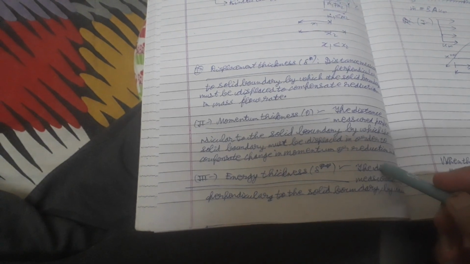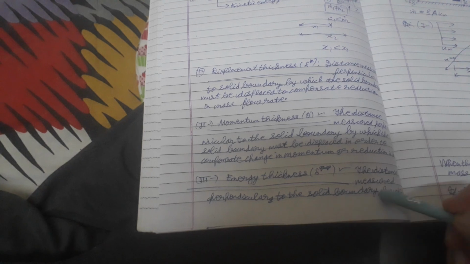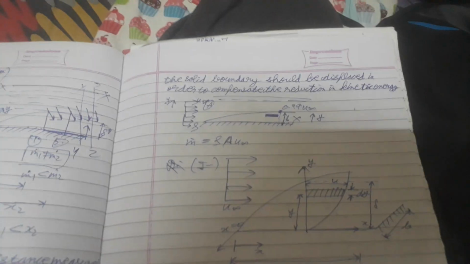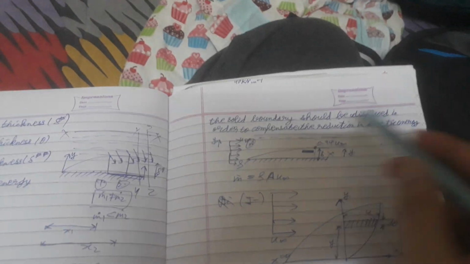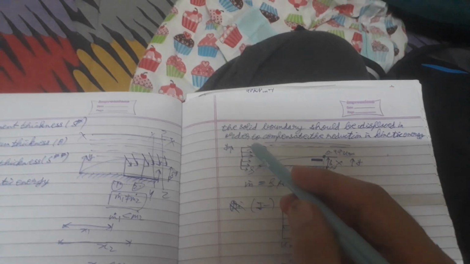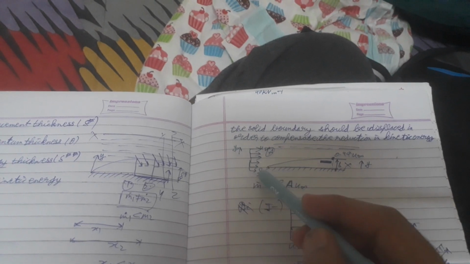Energy thickness delta double star: the distance measured perpendicular to the solid boundary by which the solid boundary should be displaced in order to compensate for a reduction in kinetic energy. Note here, this is u infinity, this is y, this is delta.